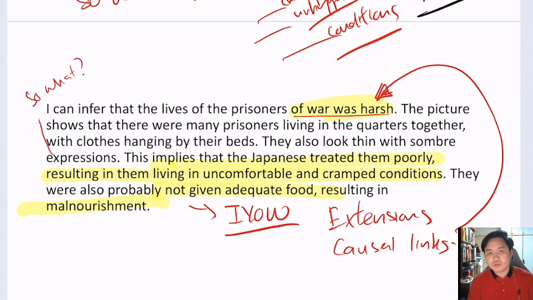Now I don't have time to go through any more, so I'll stop here, and I hope you understand that this is a key skill. The main skill is your inference. Do it well, you can do all the other questions well.